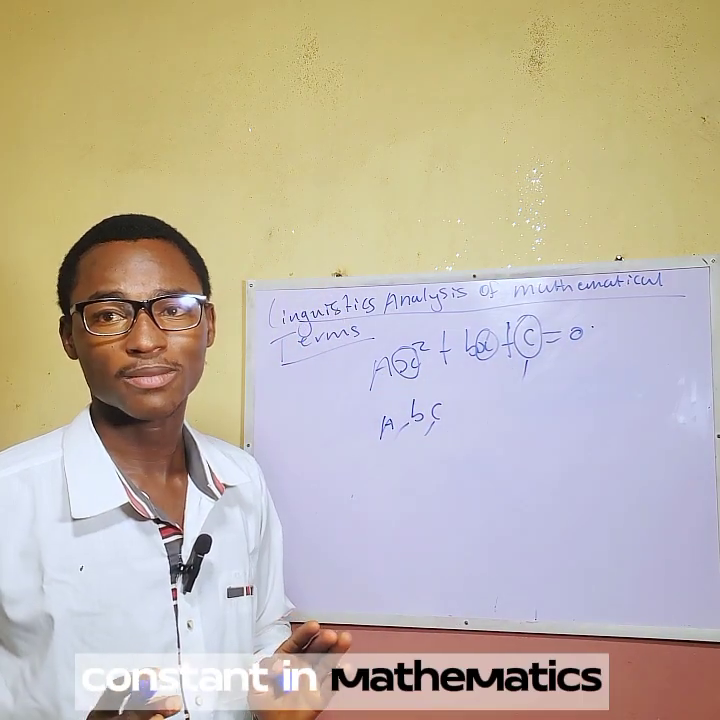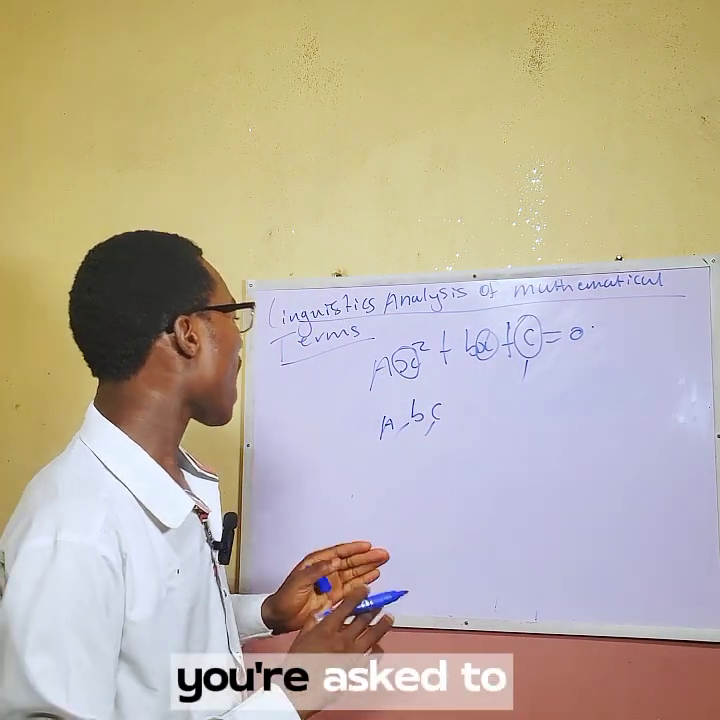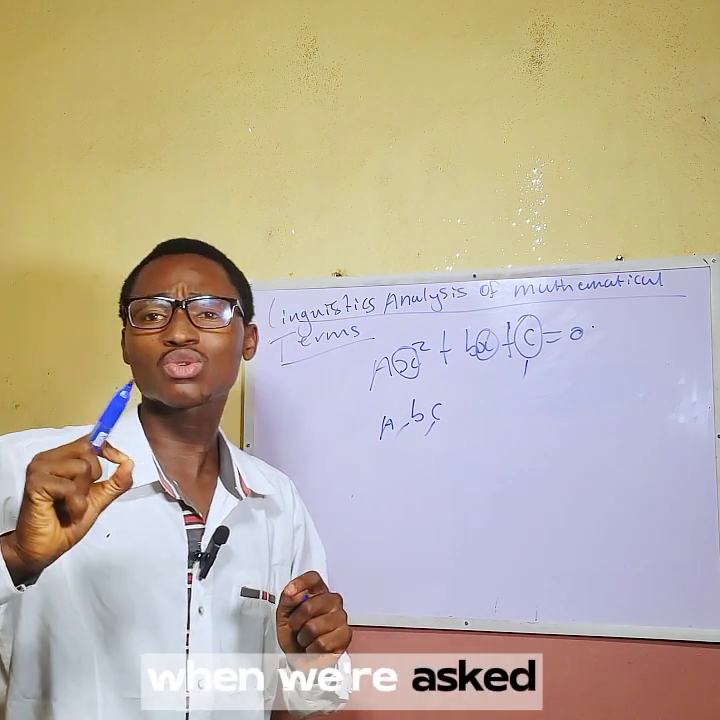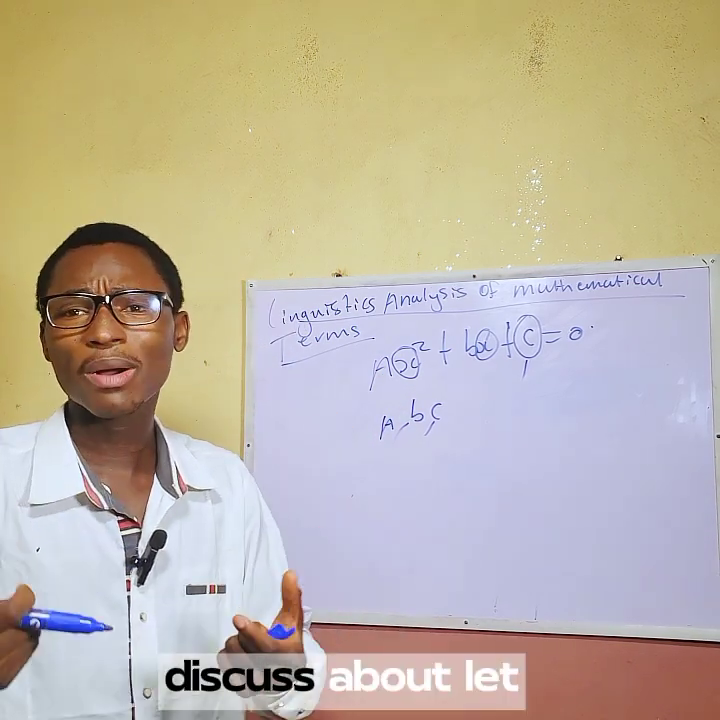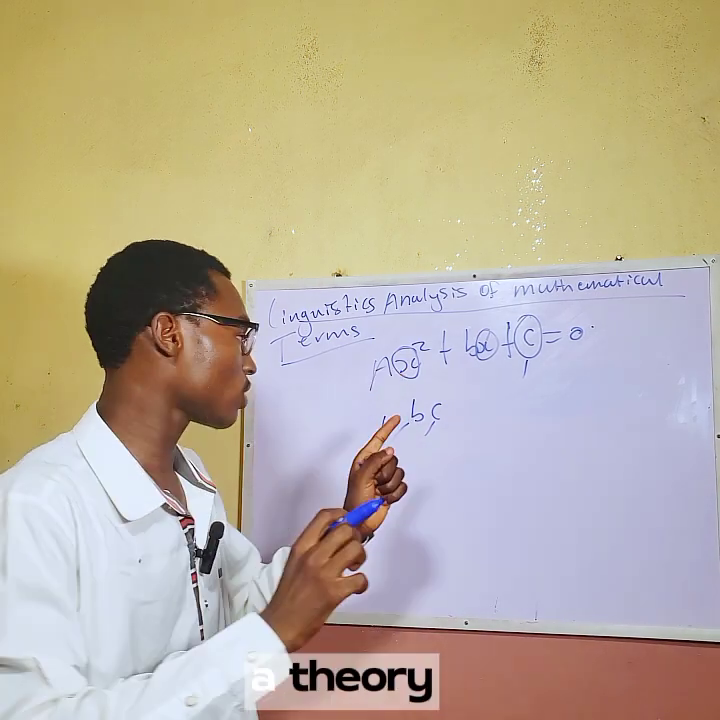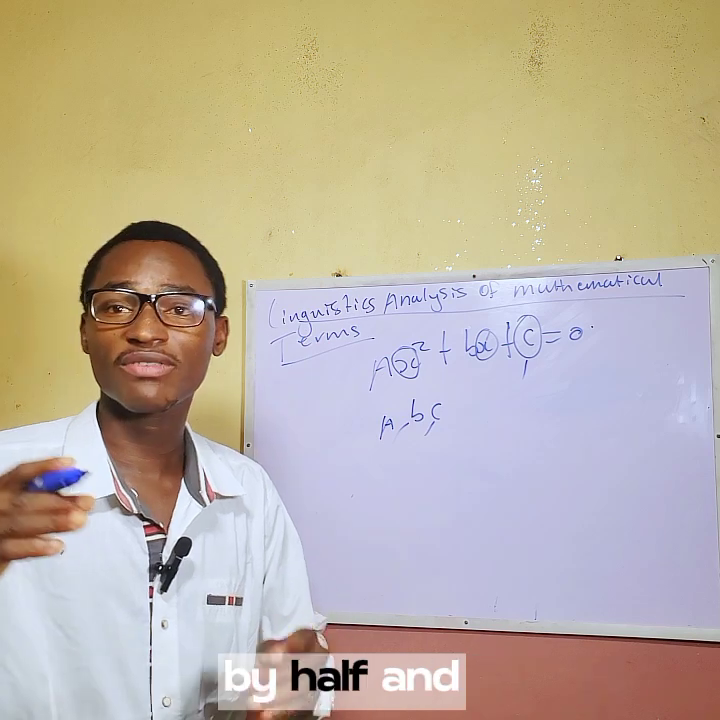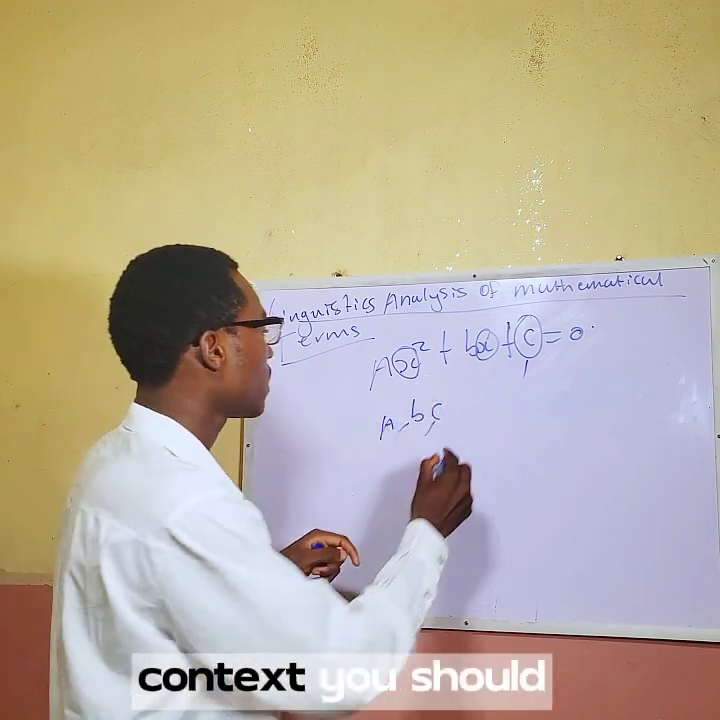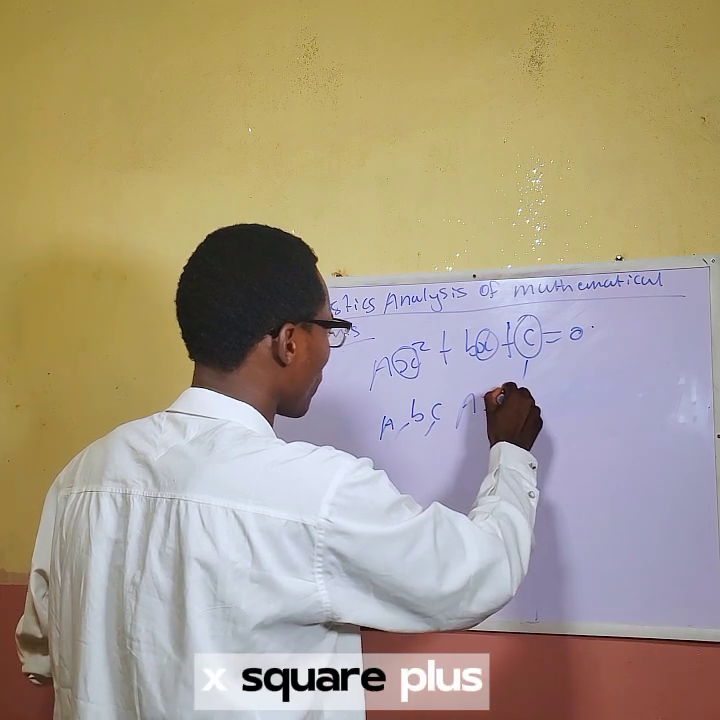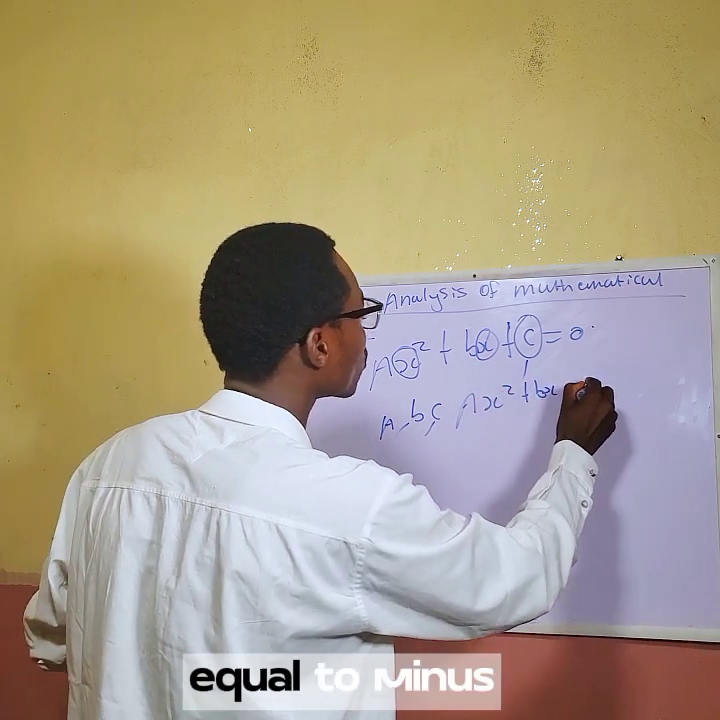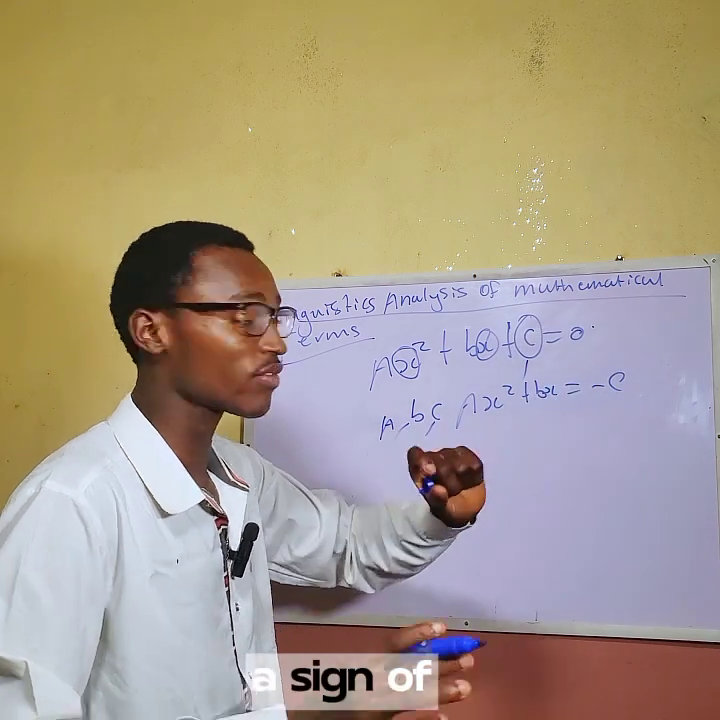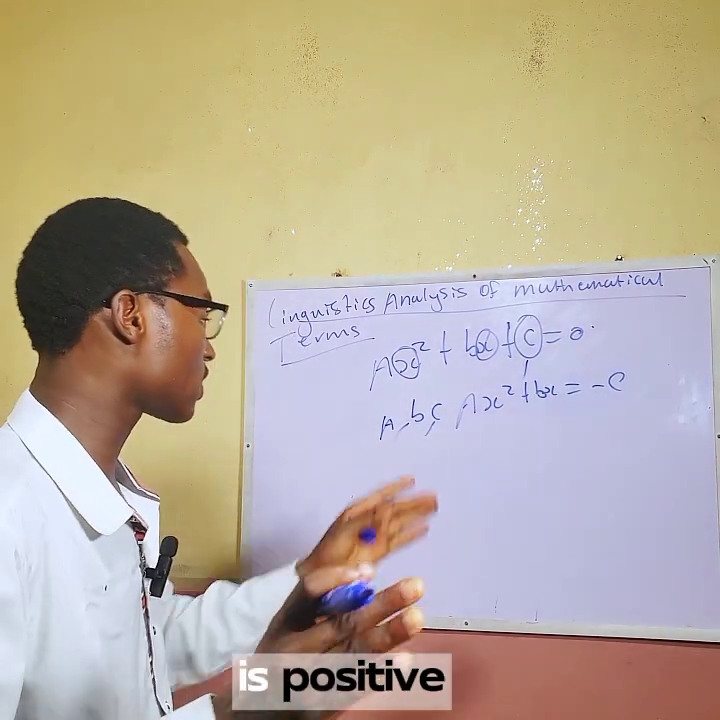And also, when we are asked to discuss, in the quadratic equation, that's a theory, you should multiply the middle term by half and square the half. Like in this context, you should move the c to the right hand side, that is ax squared plus bx is equal to minus c. As we always know, when a number crosses the sign of equality, if it is positive, it tends to negative.